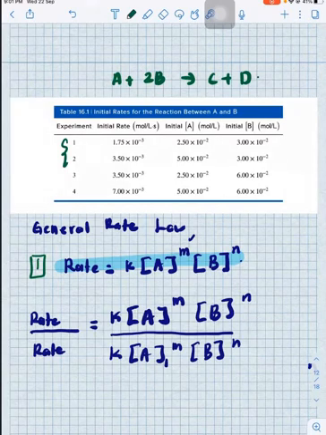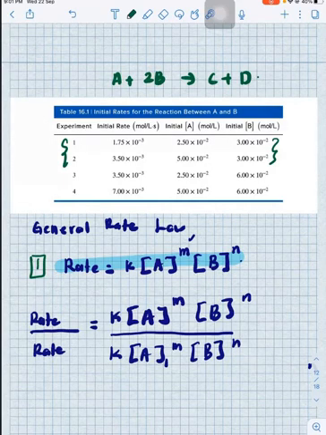So dalam experiment 2 ni apa yang kita ubah? Kita ubah concentration of A. Yang mana kalau korang tengok dekat concentration of B, dia remain the same, sama. Okay, kita tak ubah concentration of B. Kita kekalkan dia pada 3 darab 10 kuasa negatif 2.